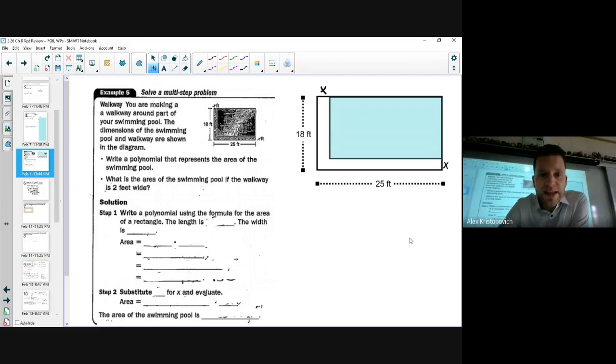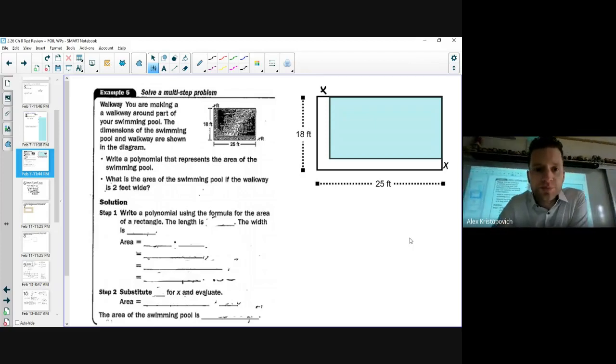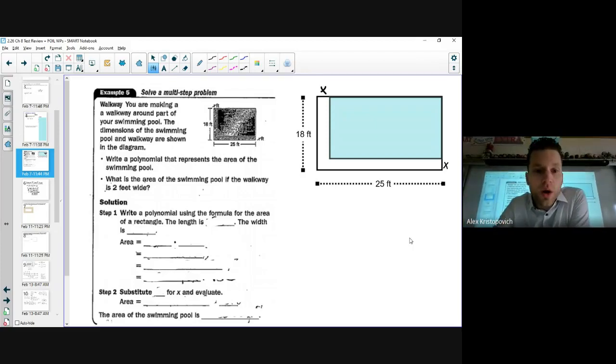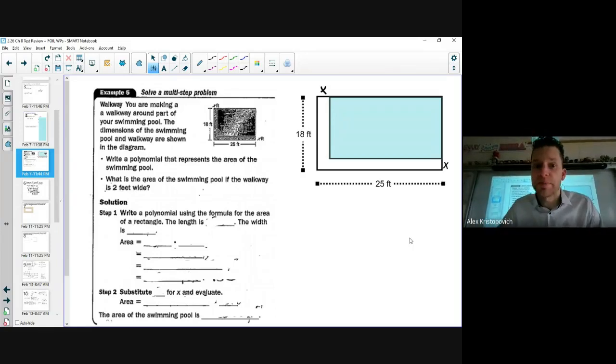It says you are making a walkway around part of your swimming pool. The dimensions of the swimming pool and the walkway are shown in the diagram. Write a polynomial that represents the area of the swimming pool. And then it also says, what is the area of the swimming pool if the walkway is 2 feet wide? This is a separate question. I want us to not focus on this right now. We'll come to that shortly after. We don't yet know that the walkway might be 2 feet.